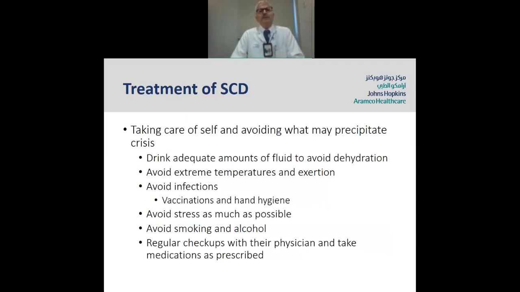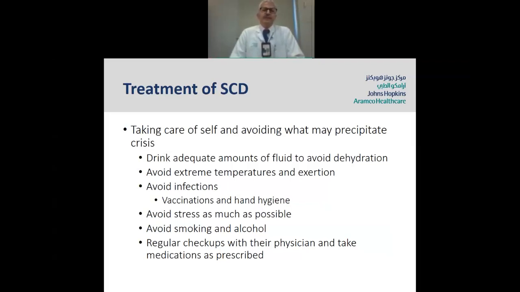It doesn't mean that patients with sickle cell disease are just to stay and do nothing. That's harmful, but they need to know their limitation. Avoid infection, and this by vaccination. And besides the vaccination that all children and adults require, there are things that are more important to patients with sickle cell disease. And hand hygiene.